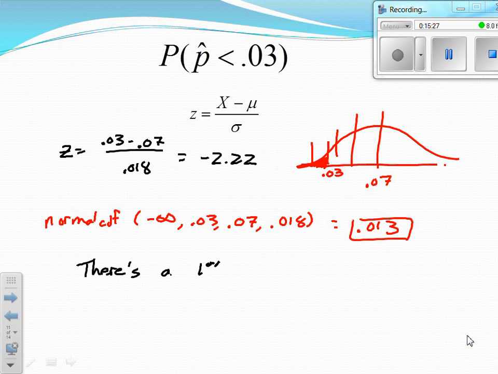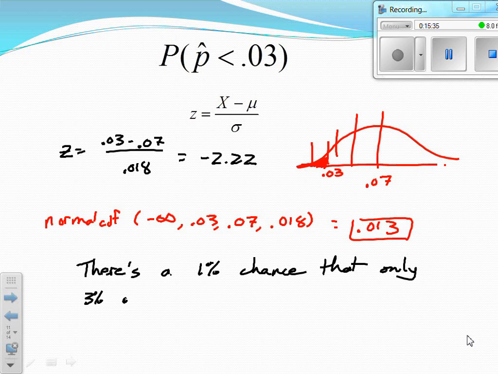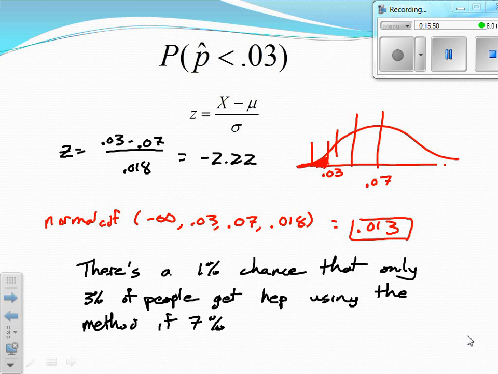So a way to think about this, there's basically a 1% chance that only 3% of people get hepatitis using the new method if 7% of people were supposed to. So that would lead us to believe that maybe this is a pretty effective treatment, right? The fact that there's such a low probability that we got our results if 7% of people were supposed to.